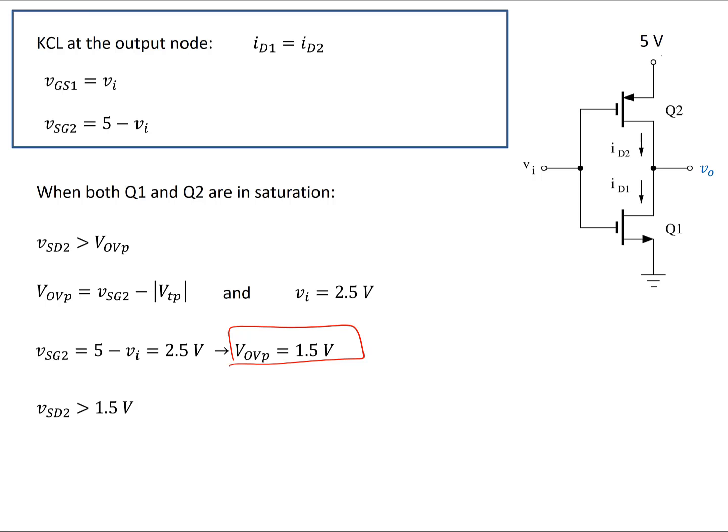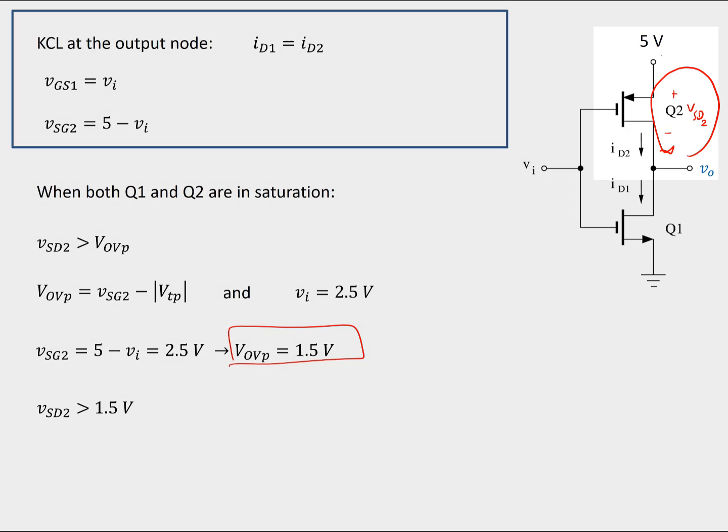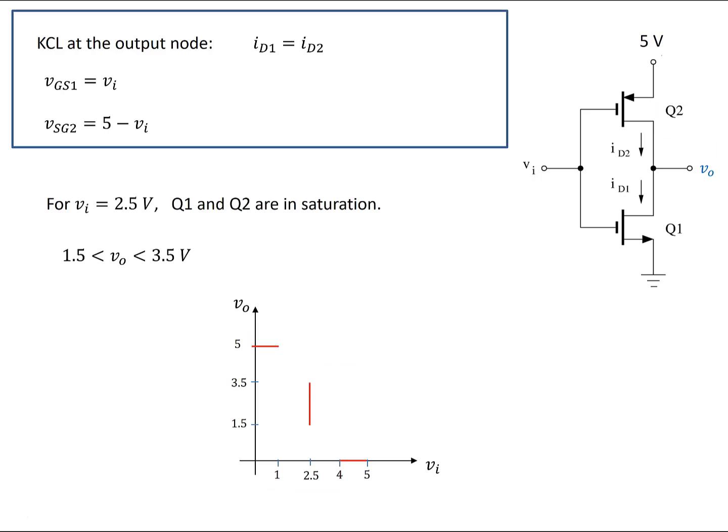And I need to find the relationship between V out and VSD of transistor 2, which I can find by using this KVL in the following group. That's going to give me V out is equal to 5 volts minus VSD of transistor 2, and from there I know that when Q2 is in saturation, V out is less than 3.5 volts. So for VI equal to 2.5 volts, Q1 and Q2 both are in saturation, and the range of V out is between 1.5 volts and 3.5 volts.